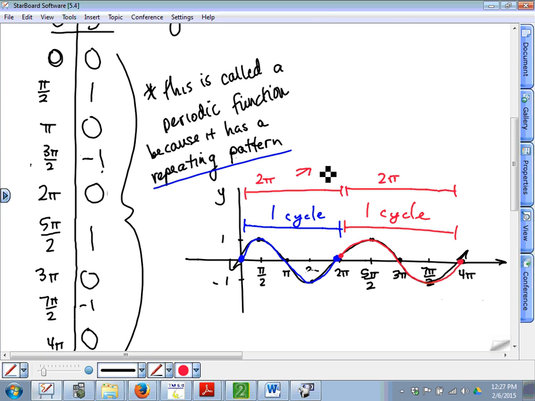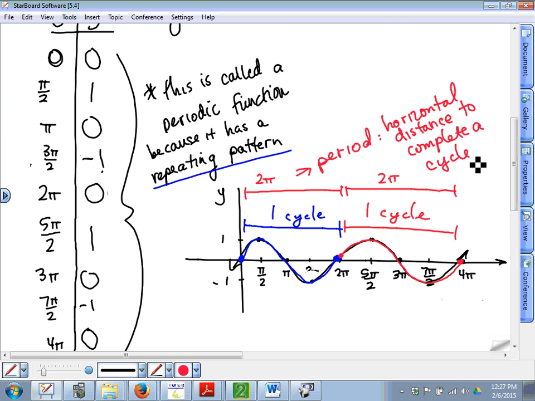This is what's known as the period of this periodic function. Okay? The period, let's define this here. Horizontal distance to complete a cycle. It's the horizontal distance needed to complete a cycle. Every periodic function has a period because it has a repeating pattern on a regular interval, and so we just got to find the length of that interval. Yeah? We good so far?